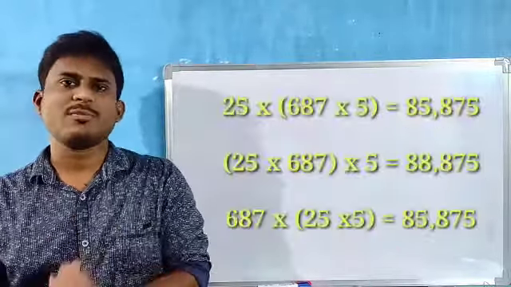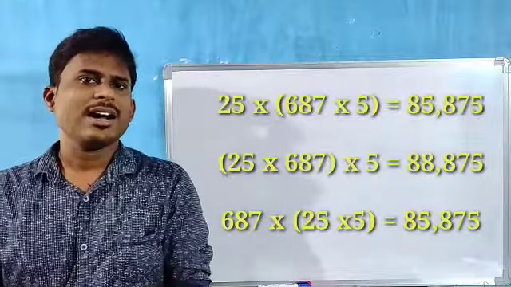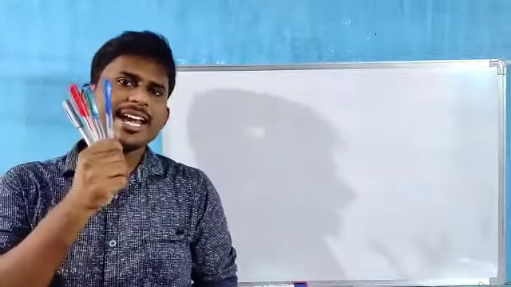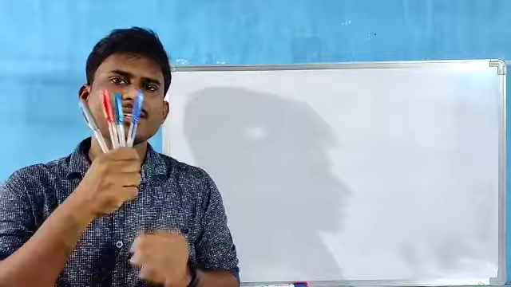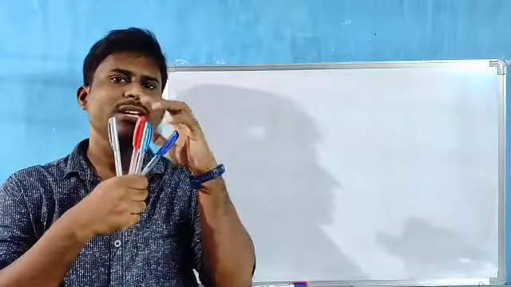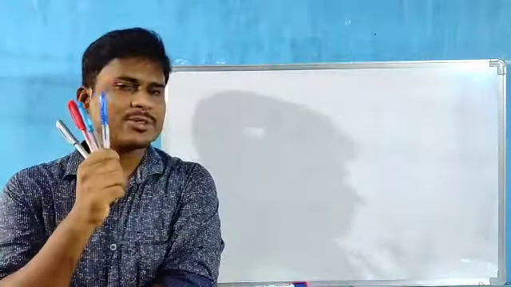You can see one more example on the board here. See, in that way, children. Again I have some pens in my hand. Let us count. 1, 2, 3, 4. How many pens do I have, children?